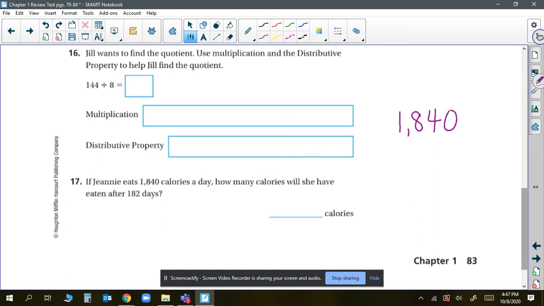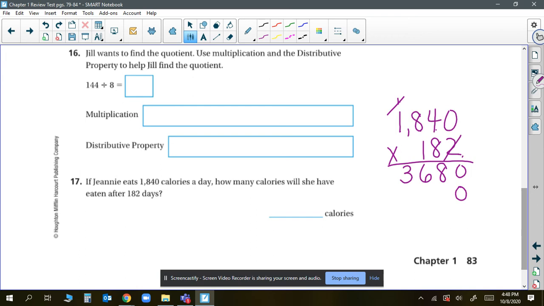1,840 times 182. Okay? So 2 times 0 is going to give us 0. 2 times 4 is 8. 2 times 8 is 16. We'll carry our 1. 2 times 1 is 2 plus 1 is 3. We drop our 0, cross this off. If you want to cross that off too, you can.